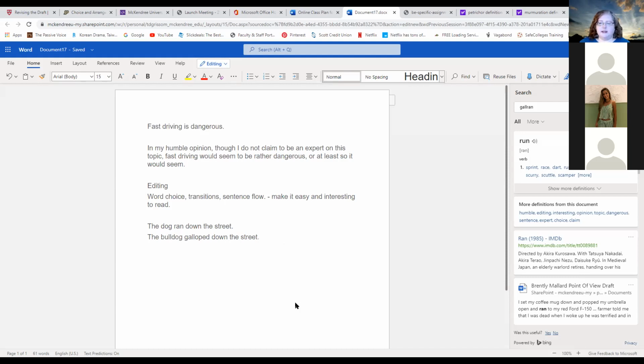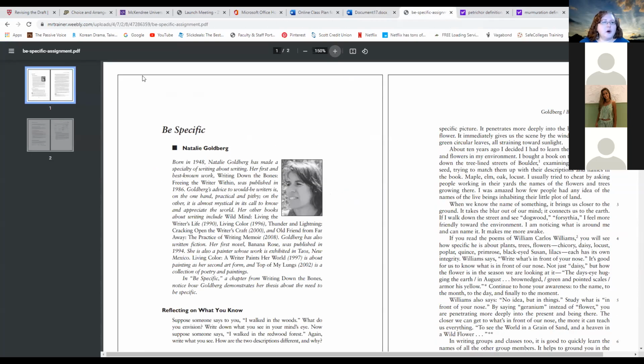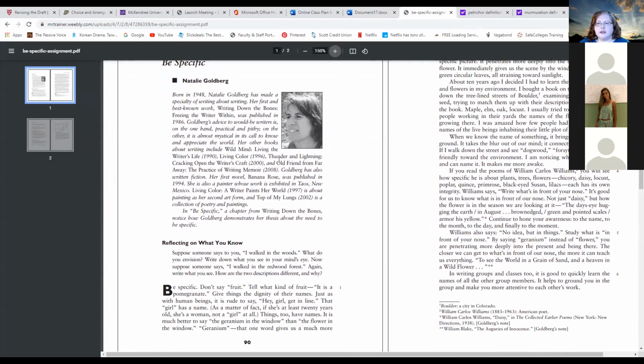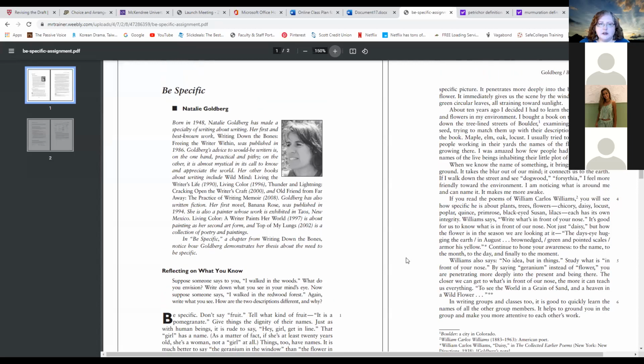So one great essay I'd like to take a look at that talks about this is by Natalie Goldberg. She's a writer, and she has this great short little essay called "Be Specific." She says, "Give things the dignity of their names." All right. So I'd like you guys all to read this. It's just these 2 short pages.